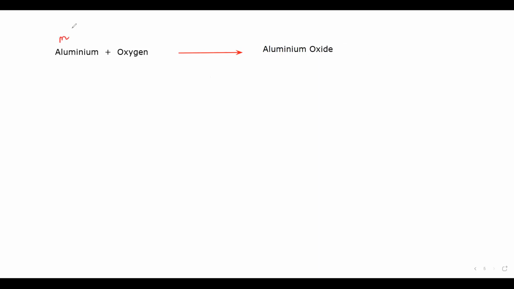Aluminium is a metal. Oxygen is a non-metal. And the aluminium oxide is a compound. Aluminium, because it's a metal, how will it exist? It will exist as an atom. Oxygen is a non-metal element, so it will exist as a molecule.